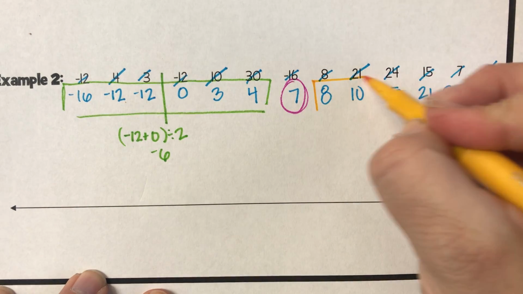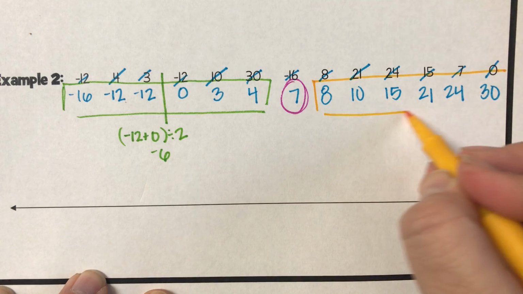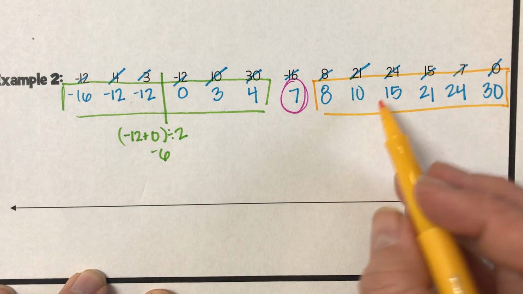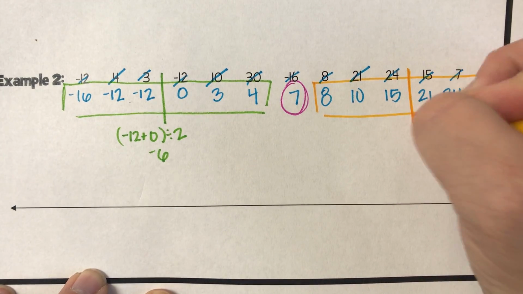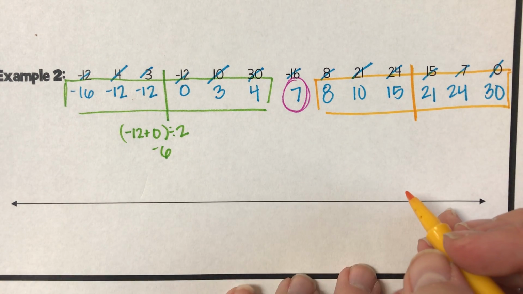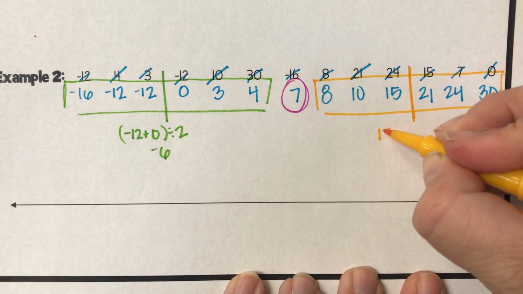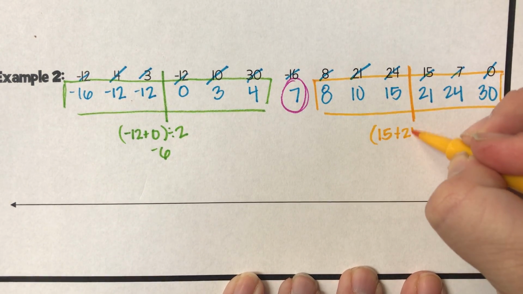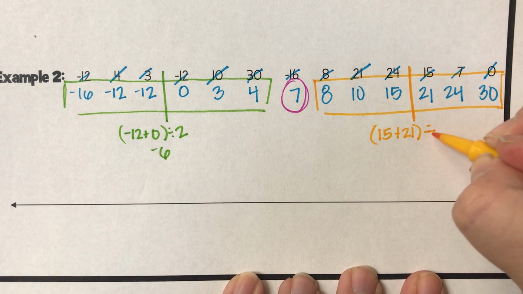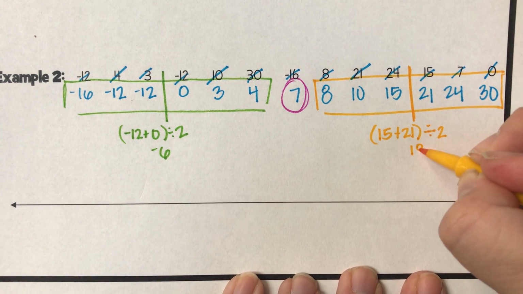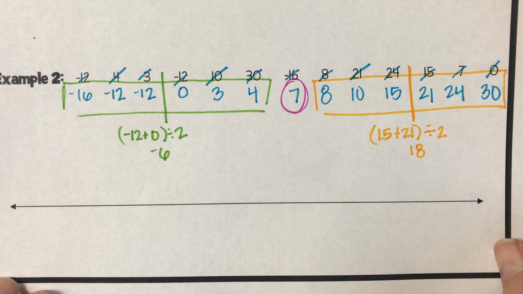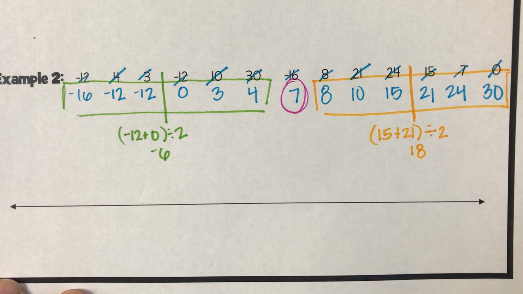For my upper half of the data, okay, 1, 2, 3, it's going to come in between 15 and 21. So I'm going to add 15 and 21, which is 36, divided by 2, and I get 18. So that is my upper quartile.